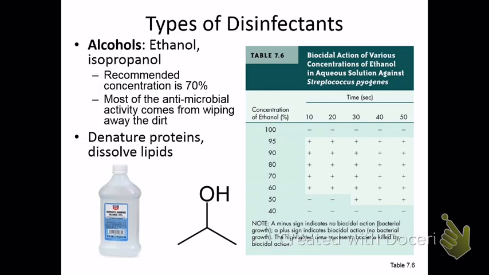Okay, alcohols, we're talking ethanol and isopropyl alcohol. The recommended concentration here is 70%. You wrote it in for bleach, it was 10%. For alcohol, if you look at the hand sanitizer at the hospital, it's 70% alcohol. Most of the effect actually comes from rubbing your hands together when we use hand sanitizer like Germ-X. It denatures the proteins in the bacteria and dissolves the lipids.